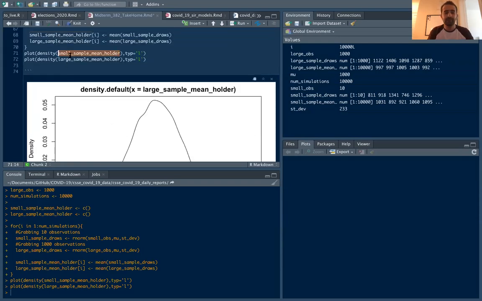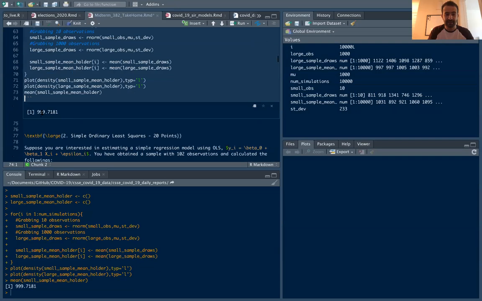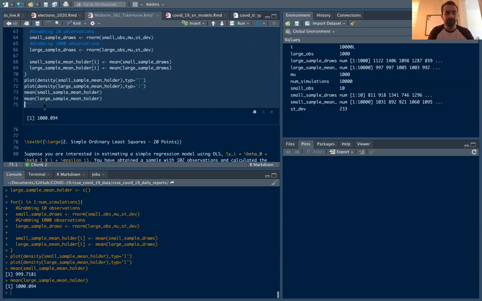Okay, but across both of these, if we take the mean, for instance, of small sample mean holder, it's almost exactly 1,000. And if we take the mean of large sample mean holder, it's almost exactly 1,000. Right, that's the idea of unbiasedness. They're both pretty much exactly right.